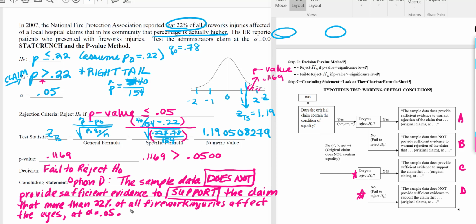So again, make sure you set up the hypothesis, that you find the test statistic so you can find the p-value using StatCrunch, and then you decide to reject or fail to reject the null hypothesis, and looking at the chart to see your conclusion. So let's go through this again. It says the sample data does not provide sufficient evidence to support the claim that more than 22% of all firework injuries affect the eyes. So the sample data does not support that claim.